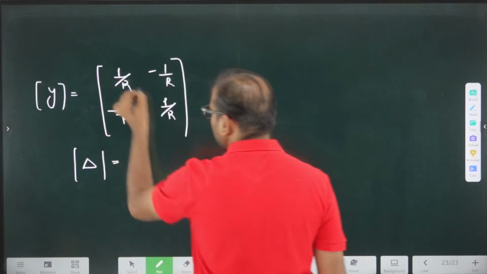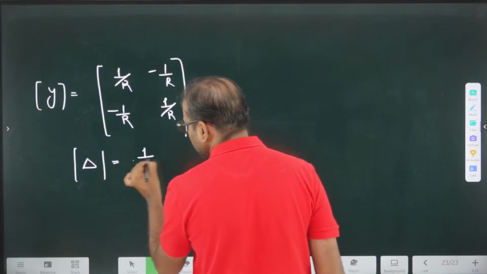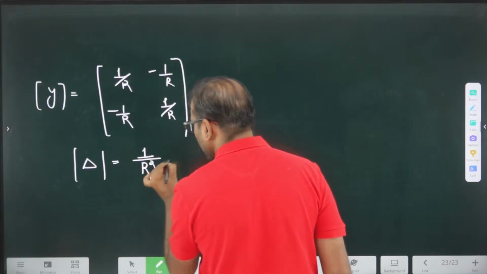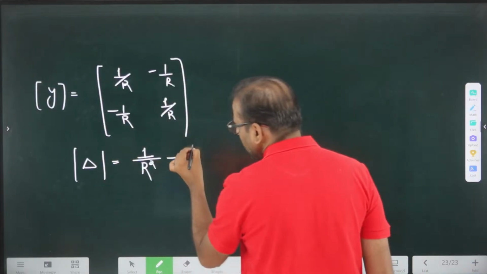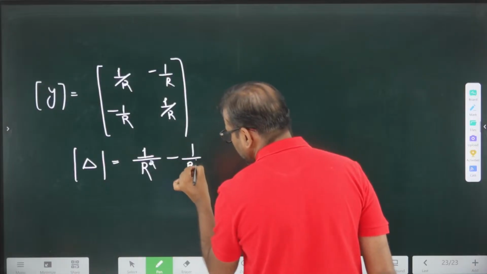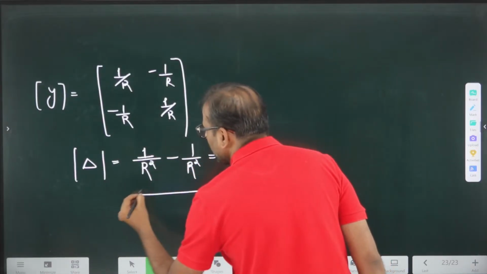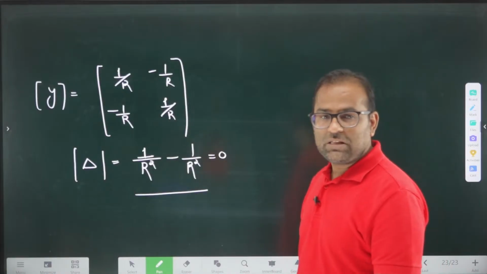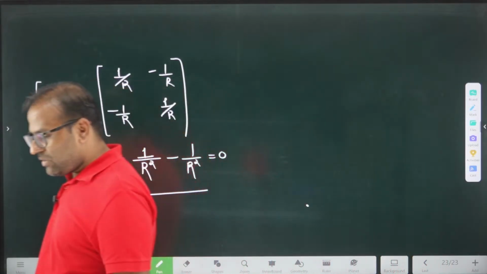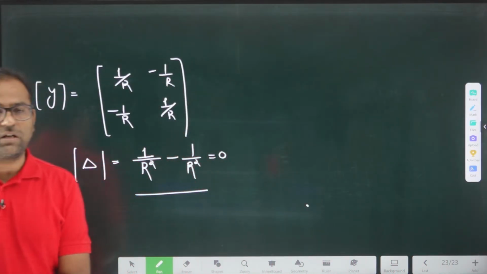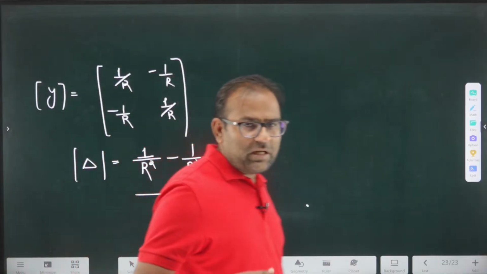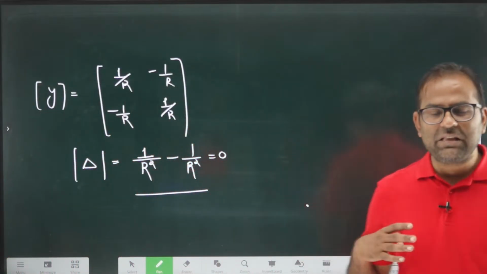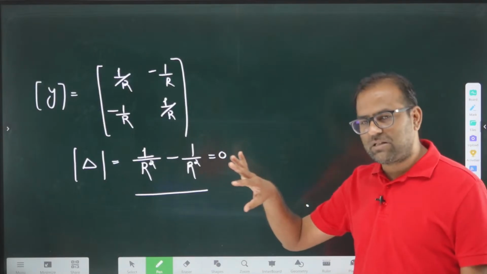Determinant equal to what? The principal diagonal element is 1 by R into 1 by R, which is 1 by R square, minus 1 by R into minus 1 by R, which is minus 1 by R square. So the determinant is equivalent to 0. This is singular, and when your matrix is singular, you cannot calculate the inverse. It means first calculating the Y and then going to the Z parameter is also not possible.